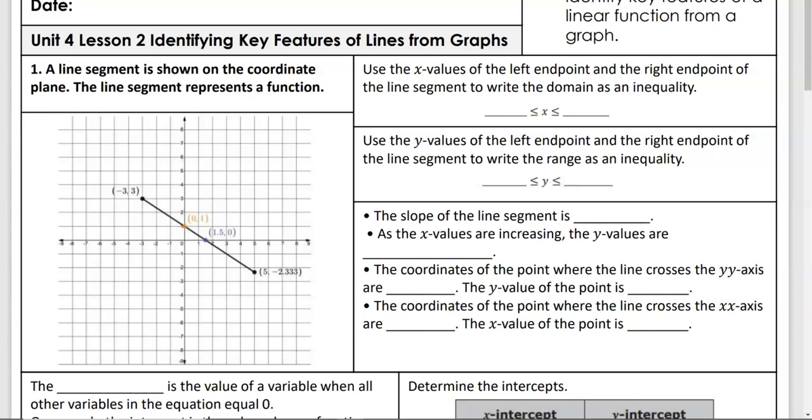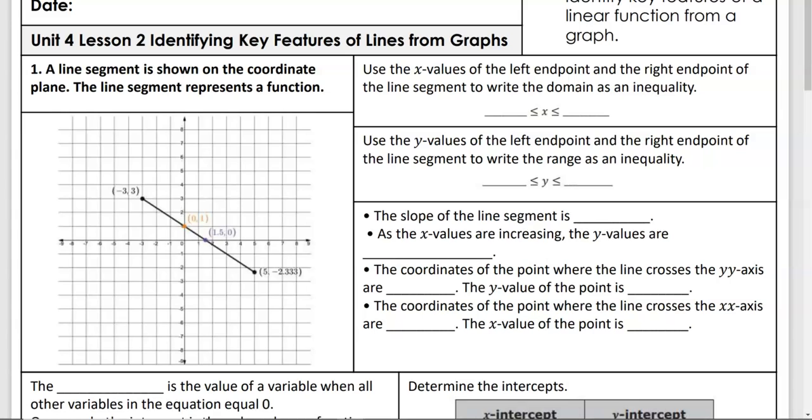This is a line segment, and the line segment represents a function. Do line segments go on forever? No, they have endpoints. So because of that, we have a restricted domain and a restricted range.